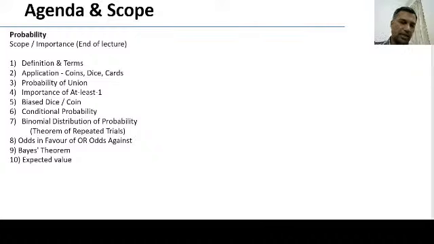Then we'll talk about how it works when they make it biased. Then conditional probability, which is one of the important ones. What's the significance of that? Then we'll talk about the binomial distribution of probability, and so on. Maybe some of the theorems towards the end, the Bayes theorem, maybe a couple of theorems there. Let's see how we go about it.